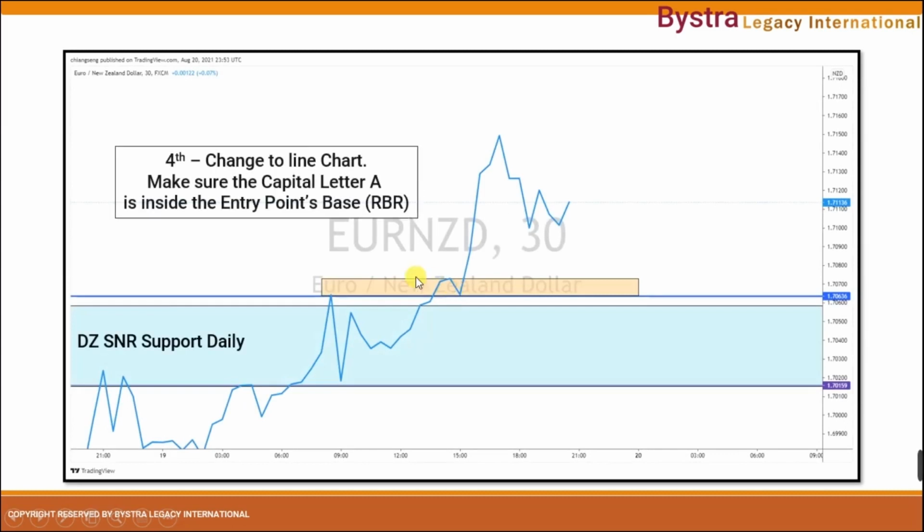Once we have the horizontal line and the entry base, what should we do next? We go to the line chart. As we can see, when we move to the line chart, the capital letter A, the resistance here, is so strong, so sharp. This is a very good resistance. This is the resistance that we want, and it is inside the Rayleigh base Rayleigh entry point. So our entry point will be this capital letter A, which is 1.70636. And the resistance is inside the base, so this is a valid setup for SNRC1.